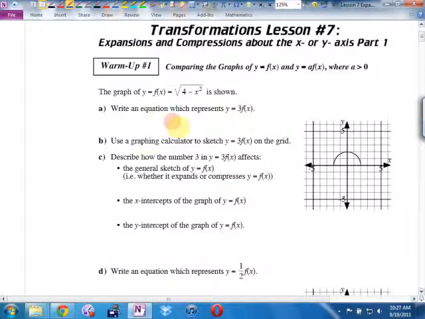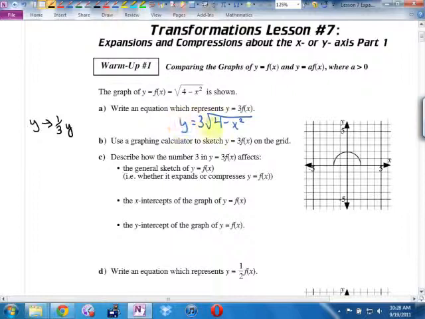Well, as an equation, it would look like this. Y equals, if f of x is this big square root, 3f of x would be 3 times this big square root. In terms of my replacements, what I've really done is I've replaced y with 1/3 y. I thought you replaced it with a 3. No, no, no. I replaced the y with a 1/3 y, but Nicole, a 1/3 right here would become what when I moved it over?